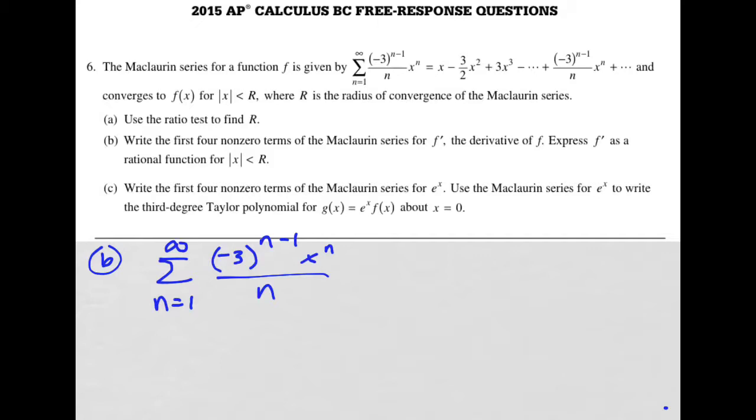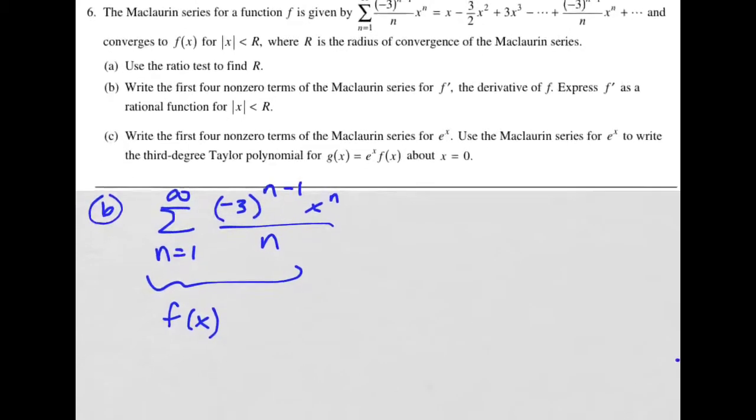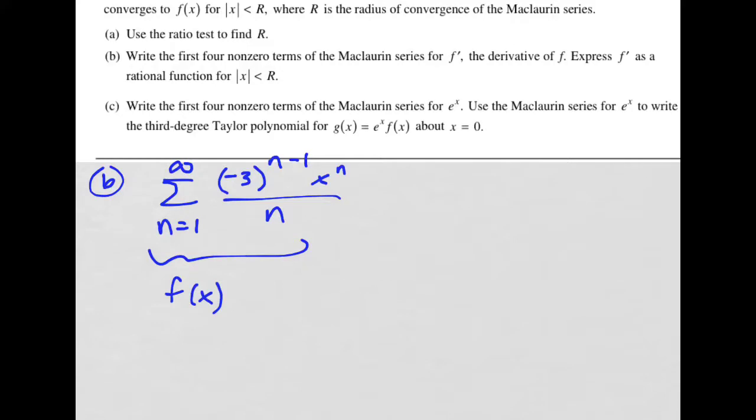So, there I wrote it down, but this is the same thing as f of x, right? It just goes from 1 to infinity. Well, that's great. That's fantastic. So f of x equals that, so I can take the derivative. F prime then is just the derivative of that stuff.